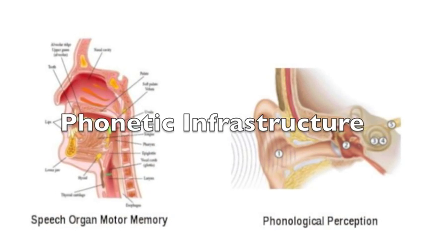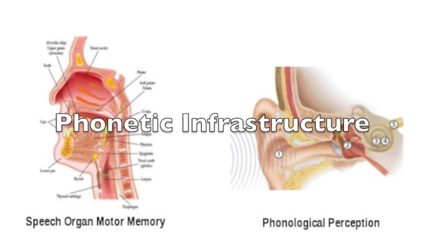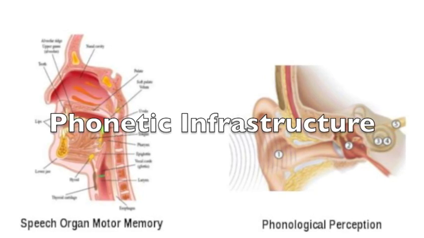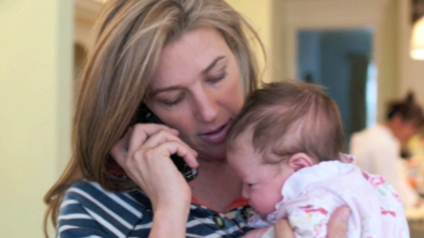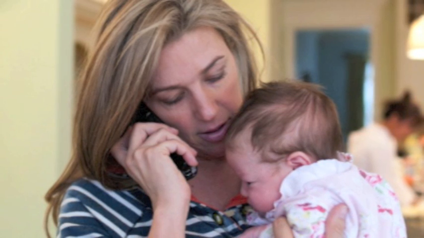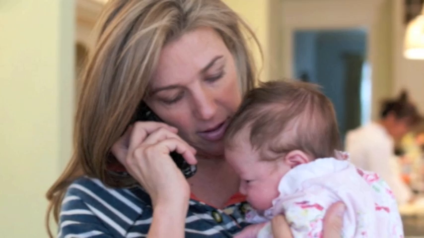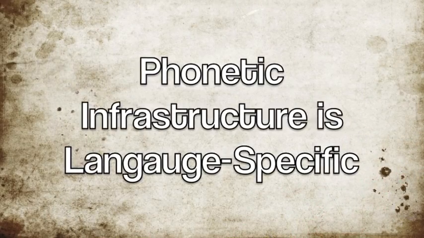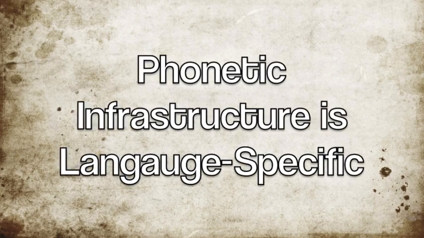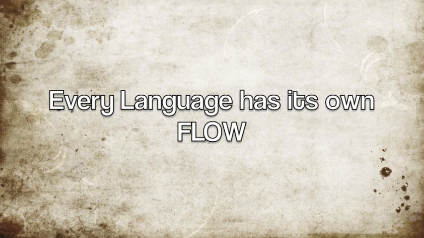Then, we had to develop a phonetic infrastructure in our speaking and hearing with which to process these patterns automatically. As infants, we built this phonetic infrastructure by constantly mimicking the people in our environment. This phonetic infrastructure, however, is language-specific. In other words, it is not going to be able to process a foreign language, since every language has its own flow. To demonstrate, I'm going to say something to you in gibberish.